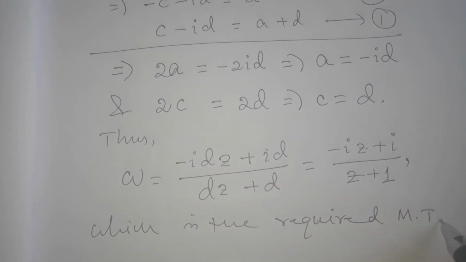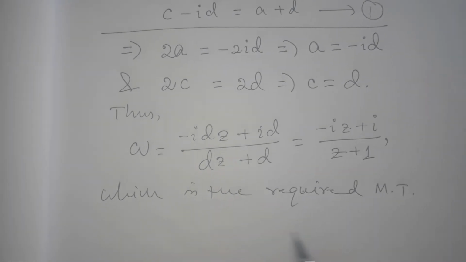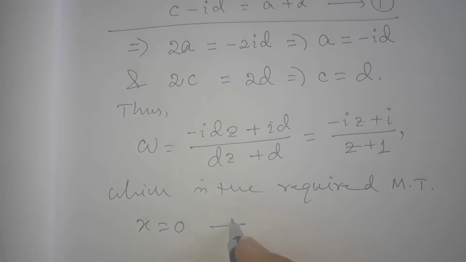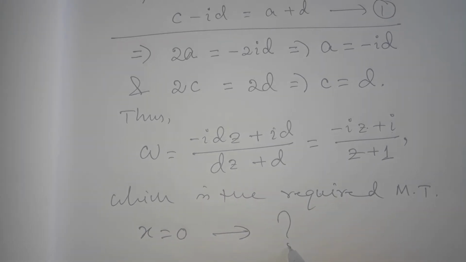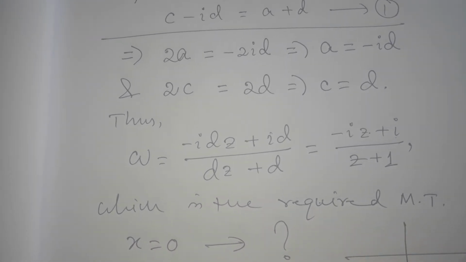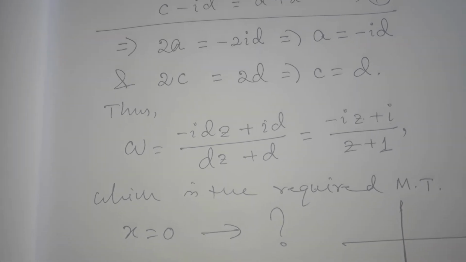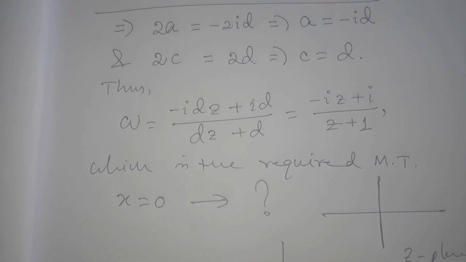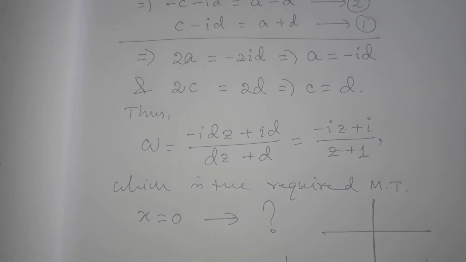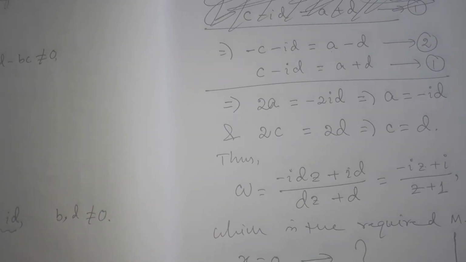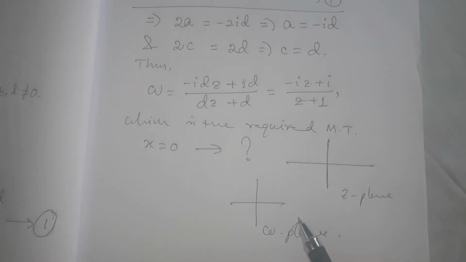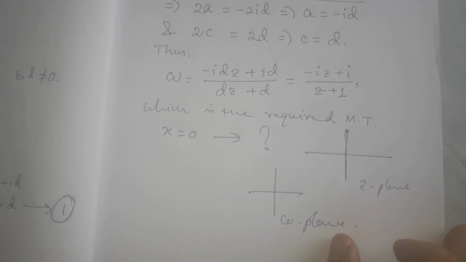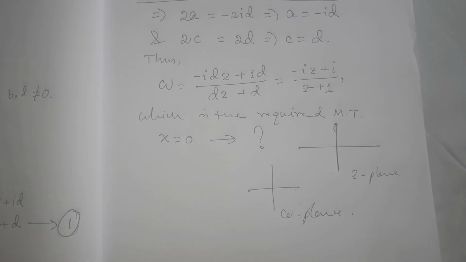Now the second part: to what curve is the imaginary axis x equal to 0 transformed? X equal to 0 means this is the imaginary axis. In the z plane, what will be the curve in the corresponding w plane? We need to find it. So we need to find what curve this x equal to 0 is transformed to. In the next video I will show that.